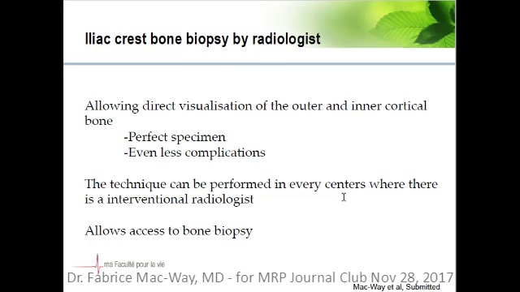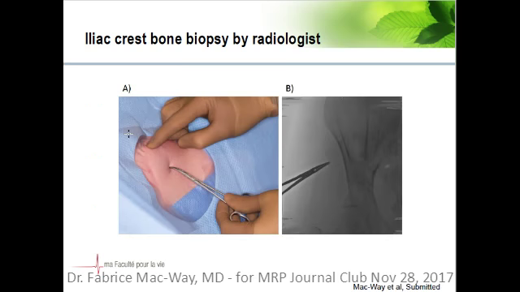Then we see exactly where we're going. We always have a perfect specimen, and probably with even fewer complications of the procedure. It can be performed everywhere. And of course, the goal is to allow increased access to bone biopsies. So that's how we do it on the iliac crest.